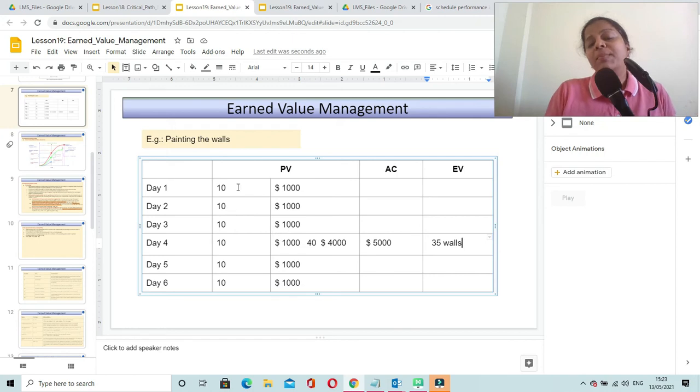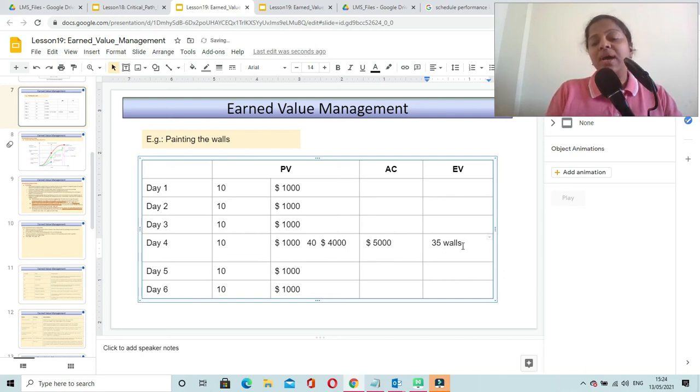And you will be able to calculate that using your plan. As per your plan, your team should be completing 10 walls and consuming $1,000 in a day. So if they have completed 35 walls, that means your team should have consumed $3,500. So this is the earned value. This is the value of the actual amount of work that has been accomplished.